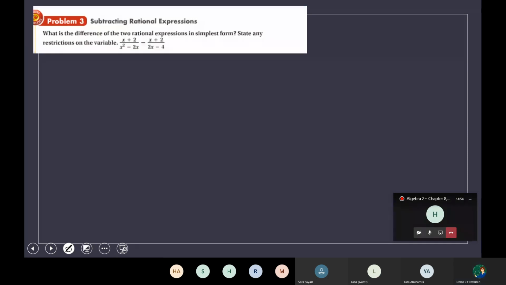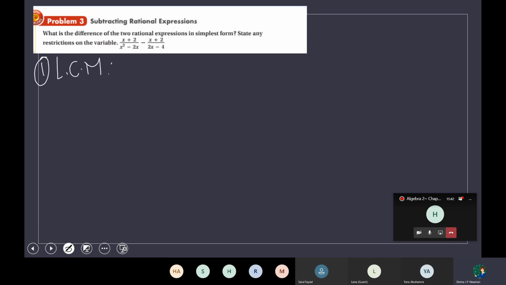Now, today we learn how we can subtract rational expressions. We have to do the same steps as we did in adding expressions, but instead of adding, you have to subtract. Let's do the first problem here. What is the difference of the two rational expressions in simplest form? The first step here, find the least common multiple.